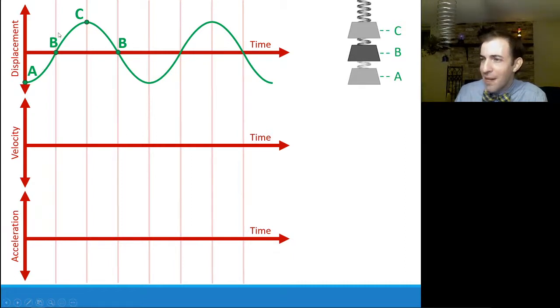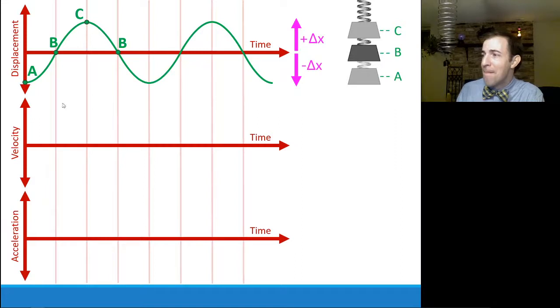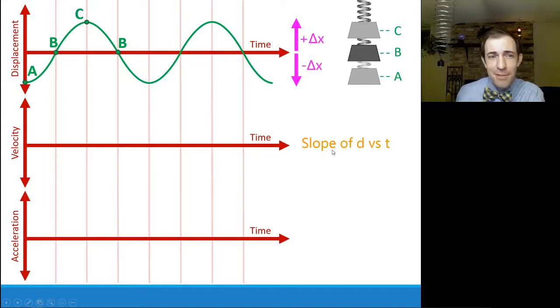Now, if I want to translate this to these other graphs down below, I need to remember some of the things that we did in our motion graphing earlier on this year. You can see here this displacement graph has both a positive displacement and a negative displacement. Velocity and acceleration both have positives and negatives as well. All of these are vector quantities. So if I want to find the velocity, I need to know the slope of my displacement versus time.